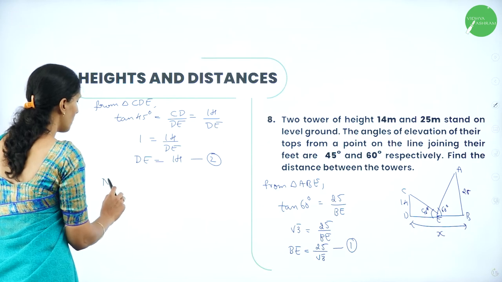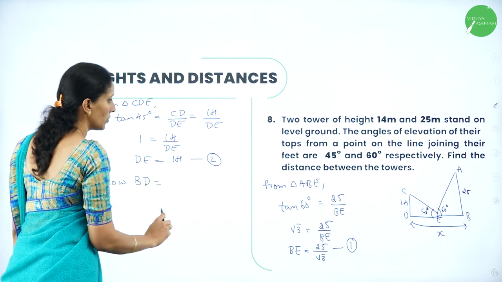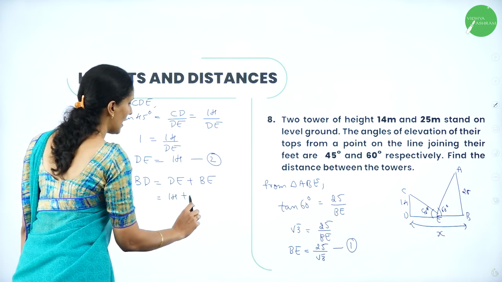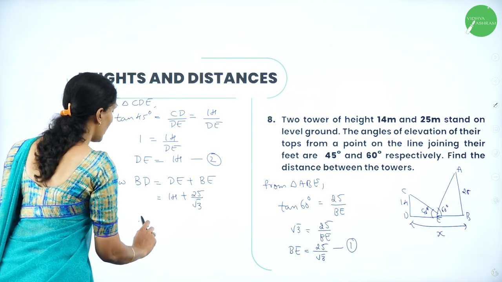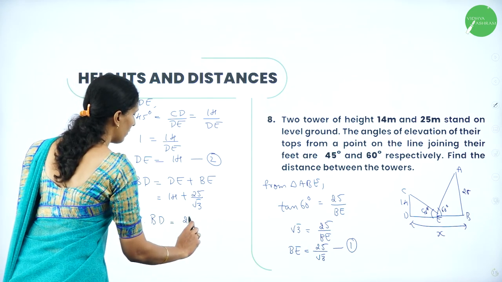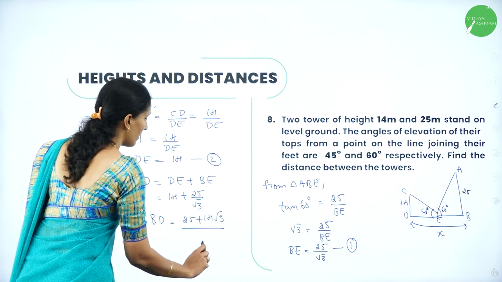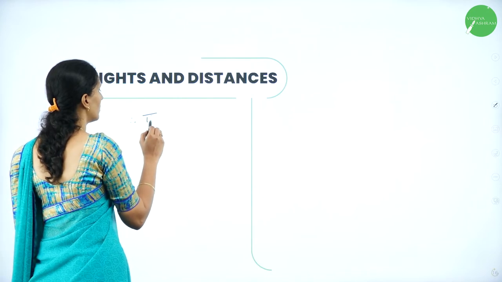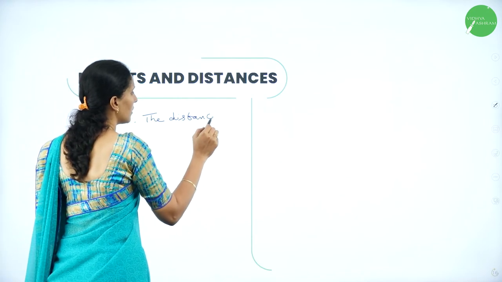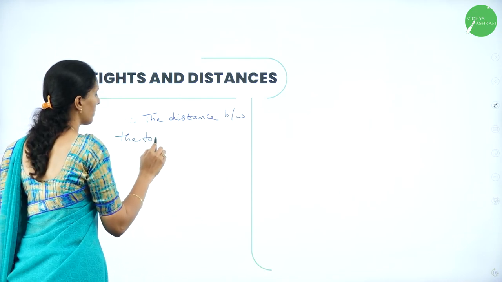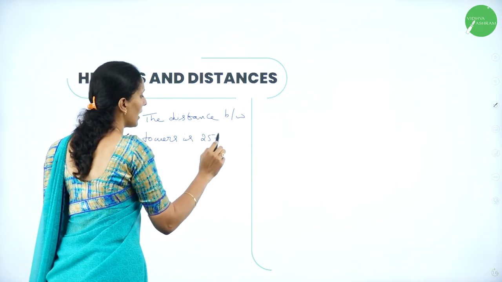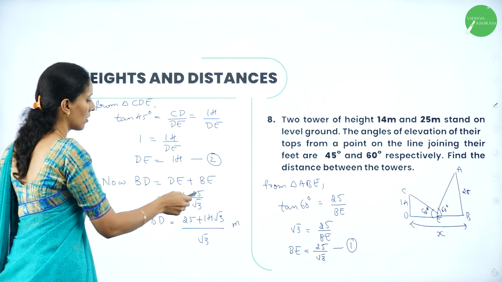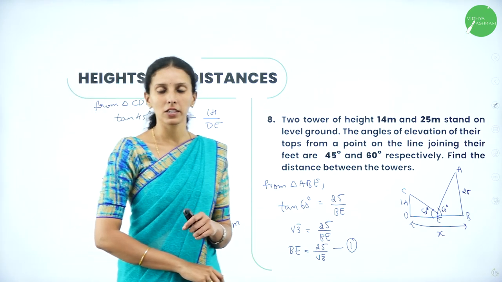So now BD is equal to DE plus BE, which is 14 plus 25 by root 3. So therefore BD can be written as 25 plus 14 root 3 divided by root 3 meter. What is actually the BD? BD is the distance between the towers. So therefore, the distance between the towers is (25 plus 14 root 3) divided by root 3 in terms of meter. So here, just cross multiplying 14 root 3 plus 25 by common denominator root 3.